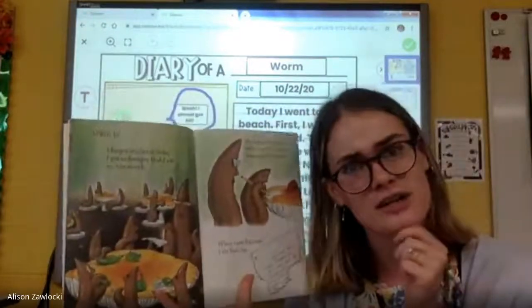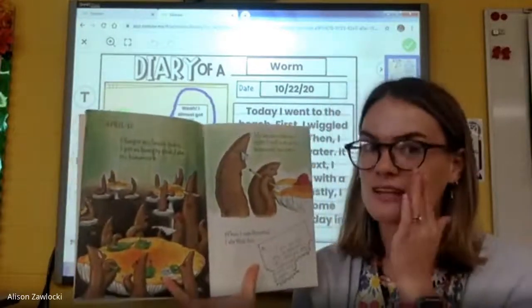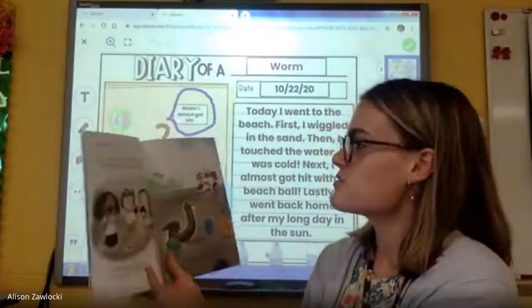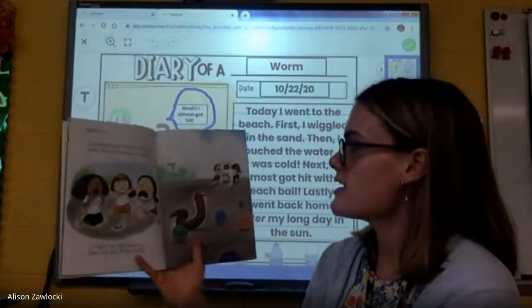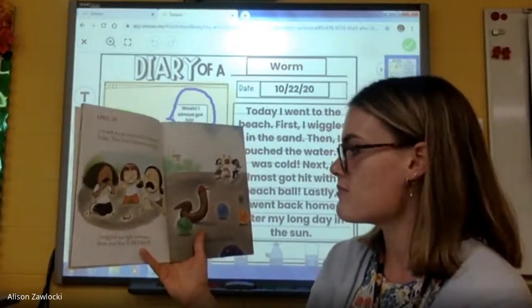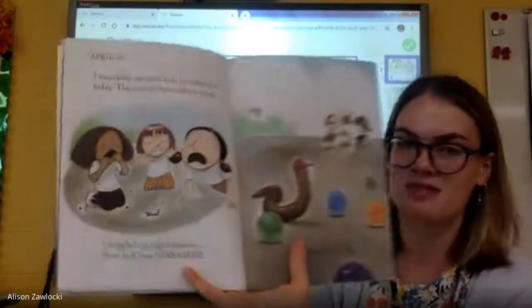Is that following the directions? I don't think the worm followed the directions very well. April 20th. I snuck up on some kids at the park today. They didn't hear me coming. I wiggled up right between them and they screamed.